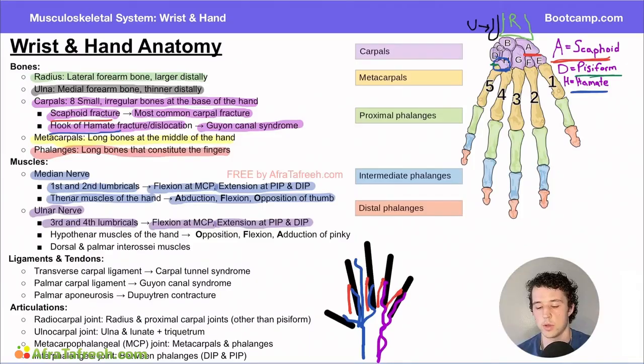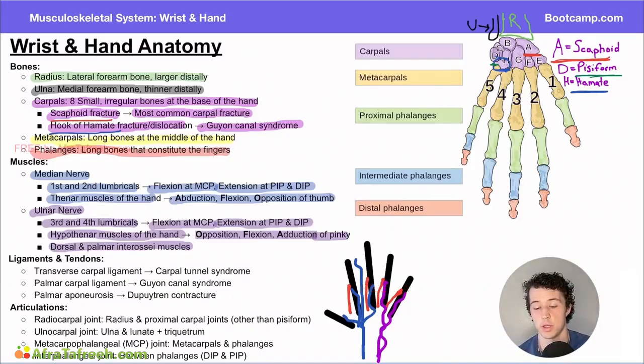Additionally, the ulnar nerve will innervate the hypothenar muscles of the hand, which will be opposition, flexion, and adduction of the pinky. So the hypothenar eminence will be at risk for muscle wasting if there's ulnar nerve injury. And of course, we cannot forget our dorsal and palmar interossei muscles, which will also be innervated by the ulnar nerve. And again, those will contribute to adduction and abduction of our fingers.